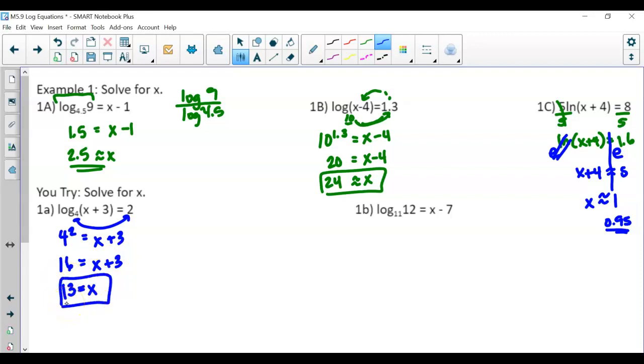So then here, could you do change of base? Absolutely. So here, you do change of base, right? Log 12 divided by log 11. You get about 1.04 is equal to x minus 7. So now add 7, and you get approximately 8.04 for x.